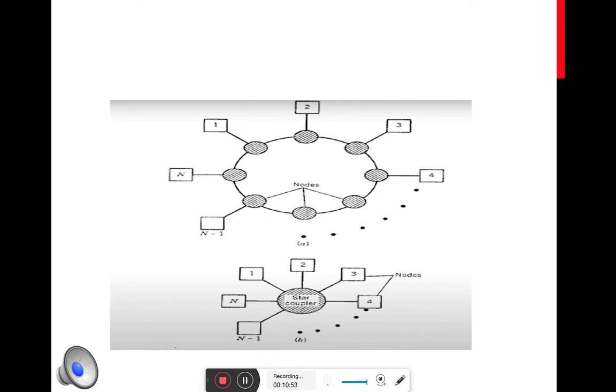The other one is a star topology, in which the nodes are connected in a star fashion, and the central node acts as a server node, which helps in switching data to and fro between the different subscribers or nodes in a random fashion.